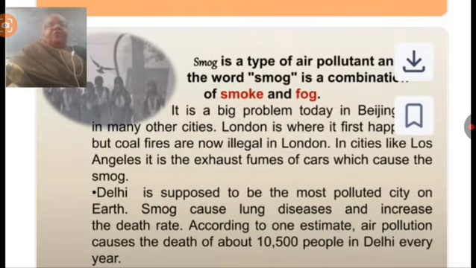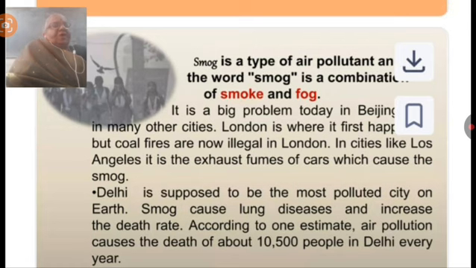And then you should know this concept of smog. Smog is a type of air pollutant, and the word smog is a hybrid word which is a combination of smoke and fog. Smoke plus fog gives you smog.